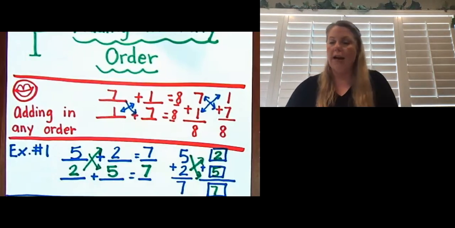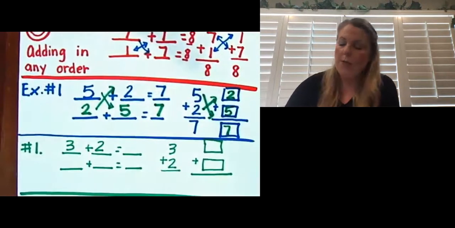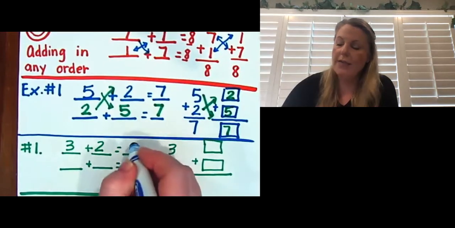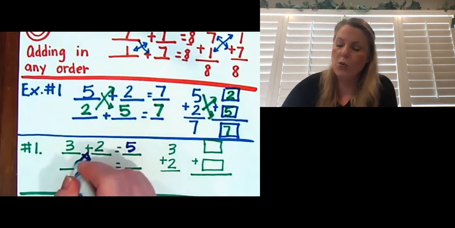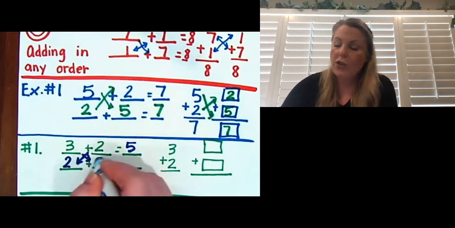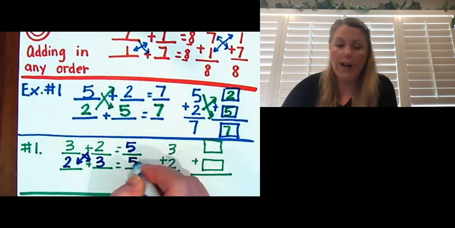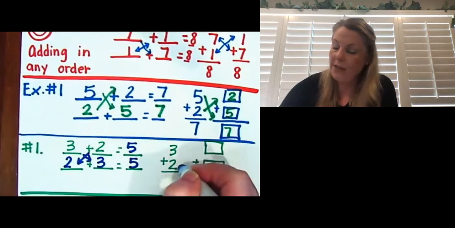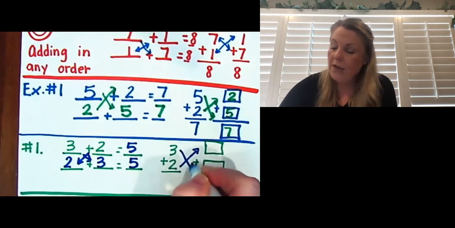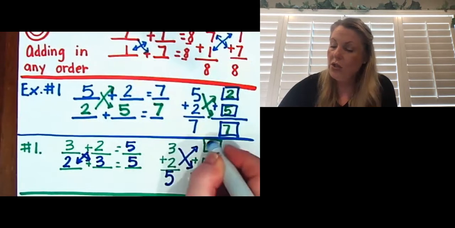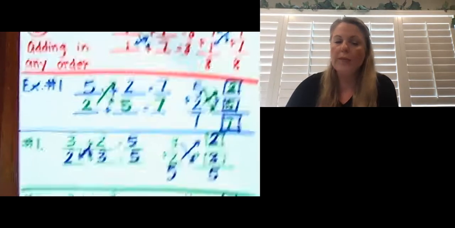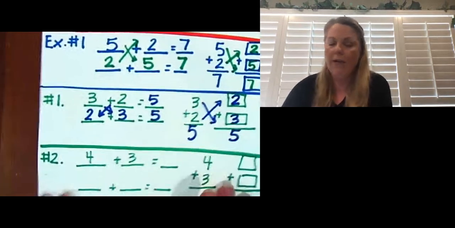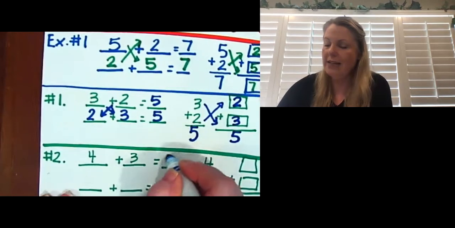Okay, let's look at our next math problem. The next problem says 3 plus 2 is 5. We're going to use that commutative property and switch our numbers. So now we have 2 plus 3 is 5. 3 plus 2 is 5, and now we're going to switch: 2 plus 3 is 5. Isn't that fun?